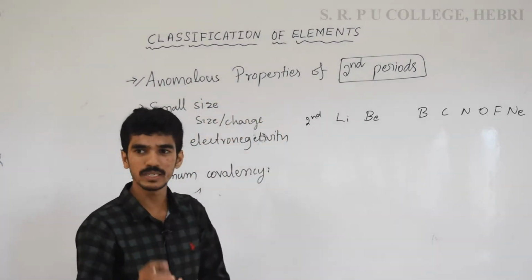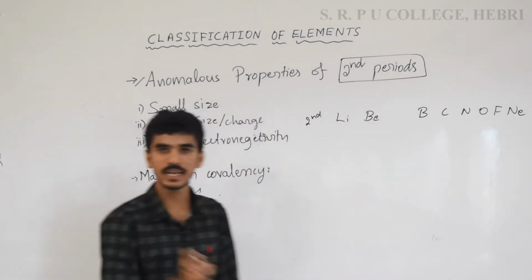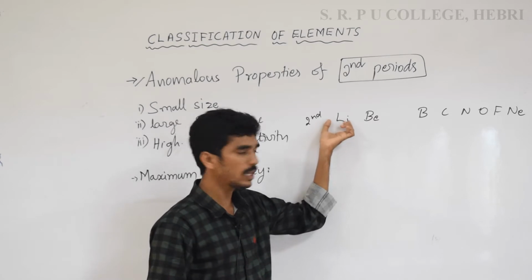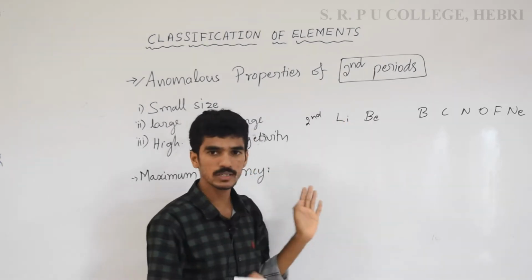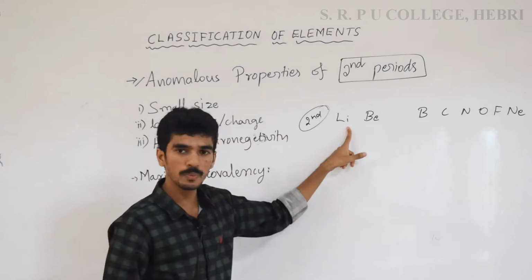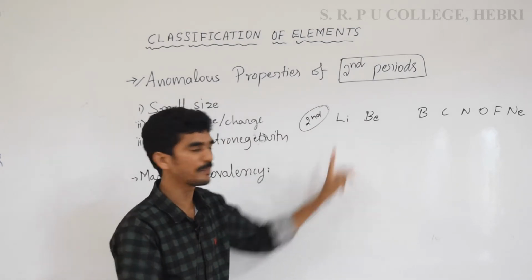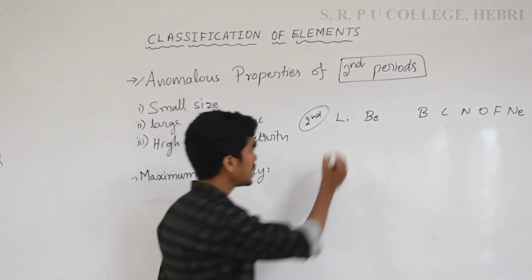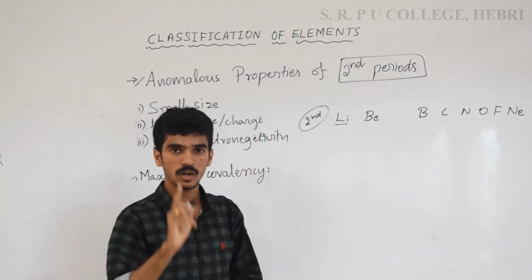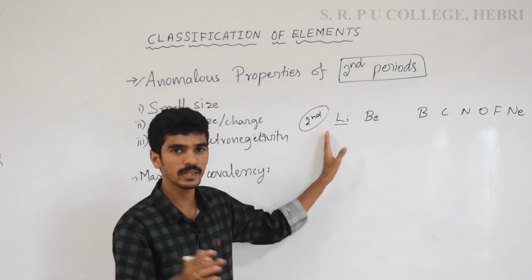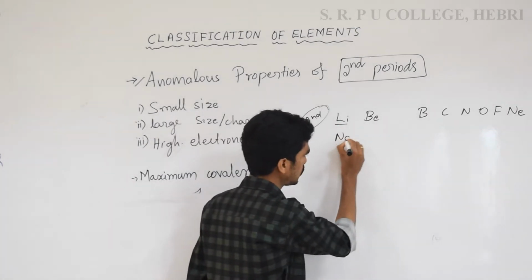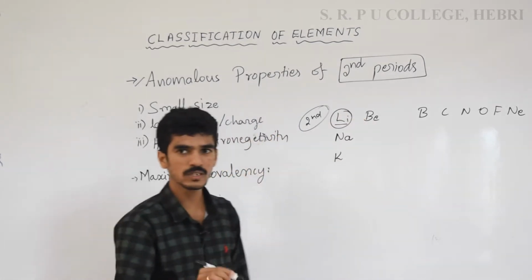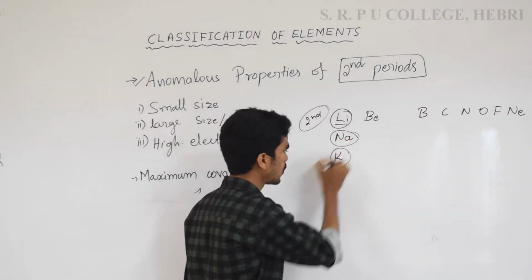Anomalous properties means the properties of the first element in the second period, or the properties of the first element in each group. That means consider the second period only. Those properties differ from the other elements in the subsequent groups. Compared to the elements in that group, the second period element has different properties than the others. For example, lithium, after that comes sodium, potassium. Here lithium's properties differ from sodium and potassium.